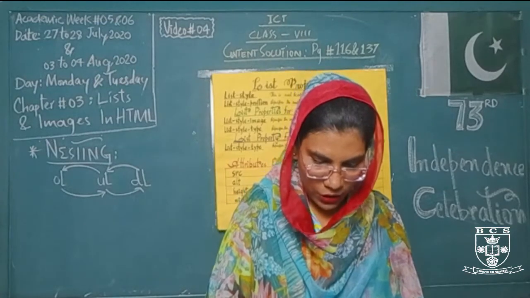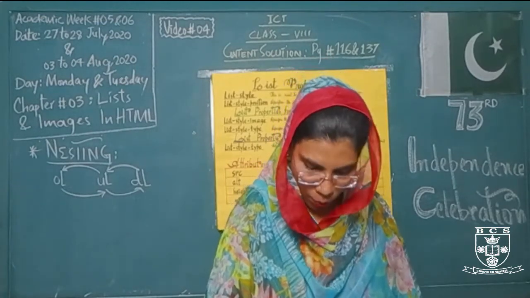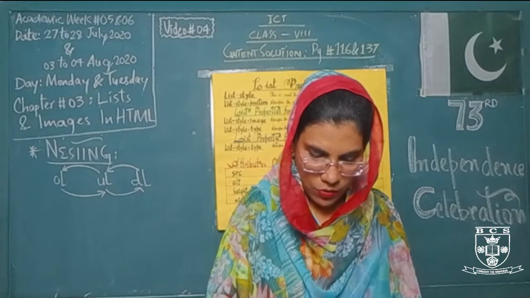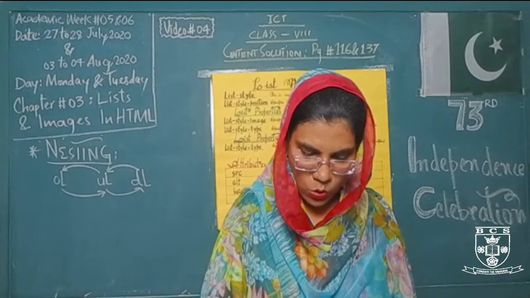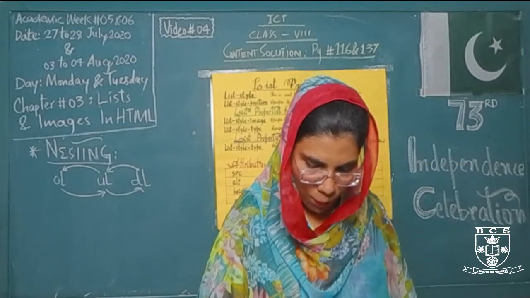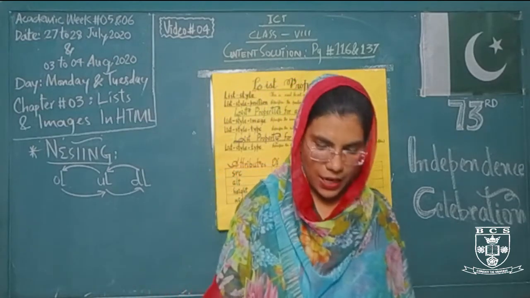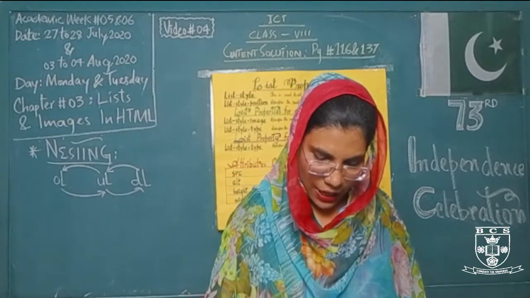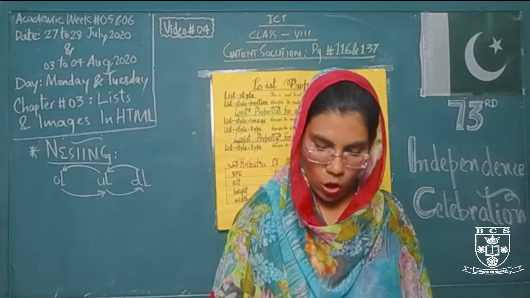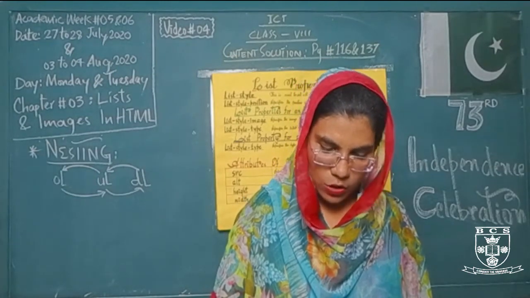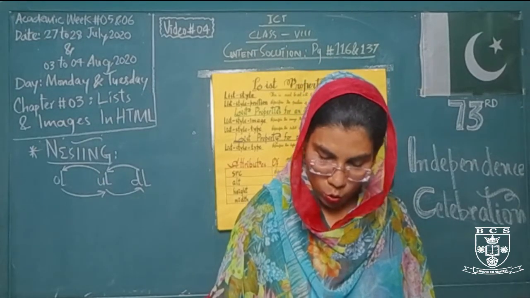There are 3 different types of graphics or images in your book on page number 60. The first one is Graphics Interchange Format, the second one is Joint Photographic Expert Group, and the third one is Portable Network Graphics, that is GIF, JPEG and PNG. So these are the 3 different formats of graphics or images that we can easily add to our web page.